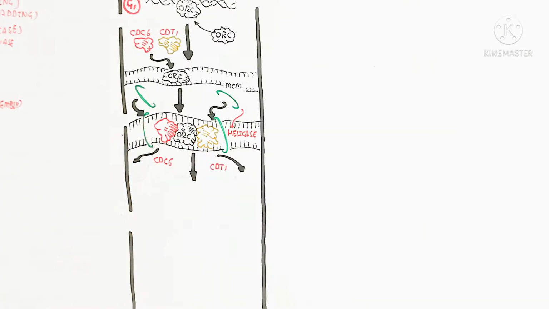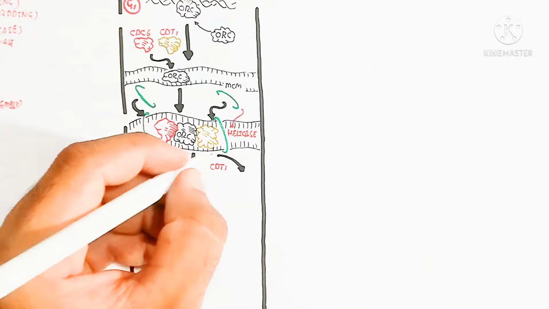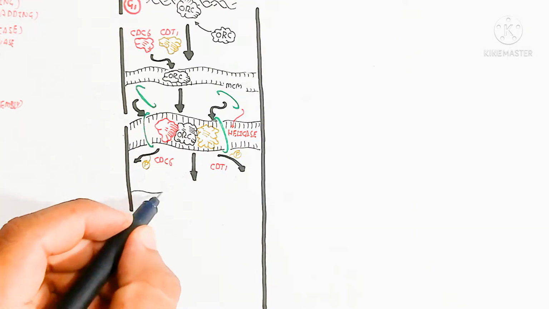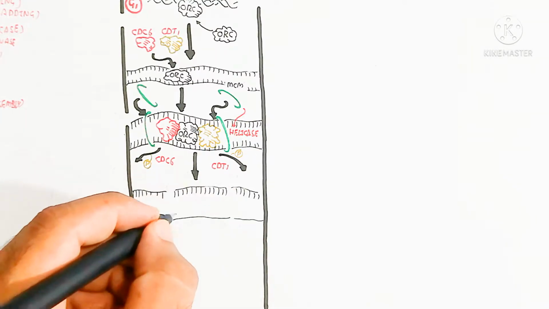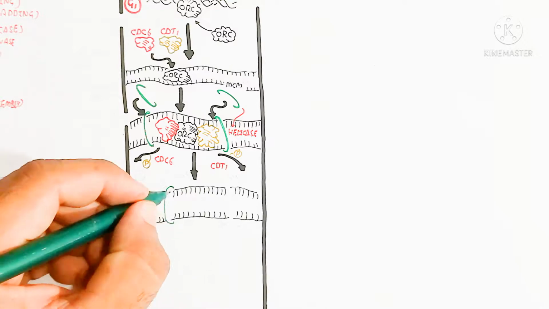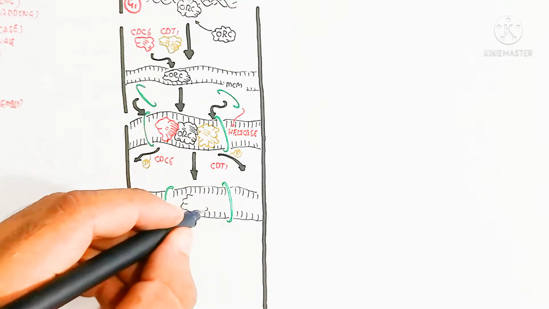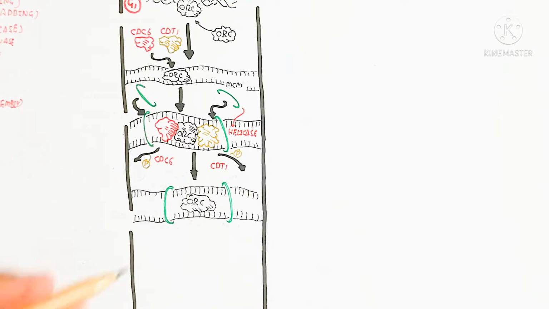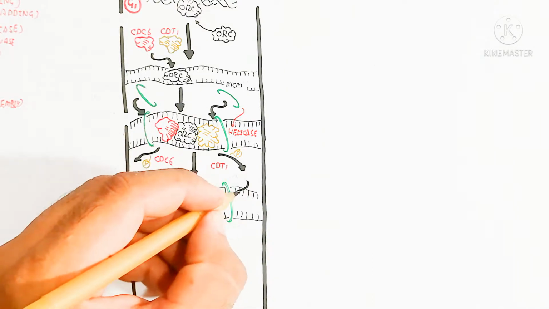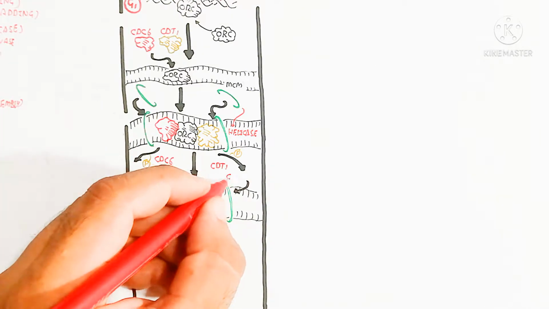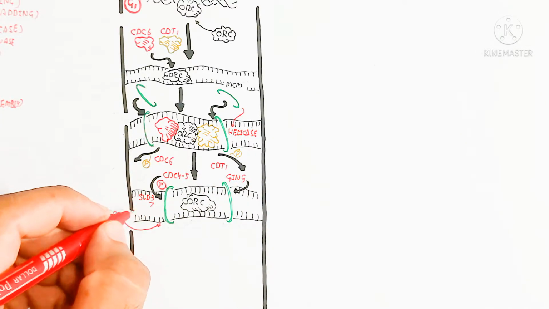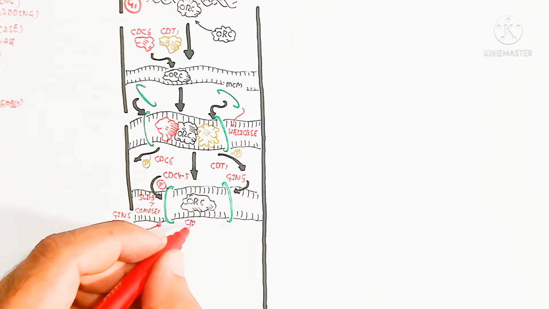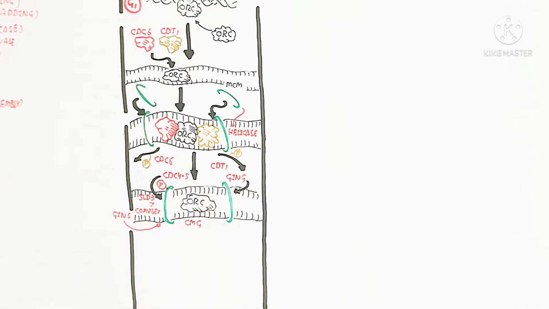Here CDC45 will be recruited by the phosphorylation of the MCM. The SLD3 to 7 complex will be formed, and GINS will be recruited by the MCM through phosphorylation, forming the CMG assembly. CMG stands for CDC45, MCM2 to 7 and GINS protein. This is the complex formed for replication during initiation.